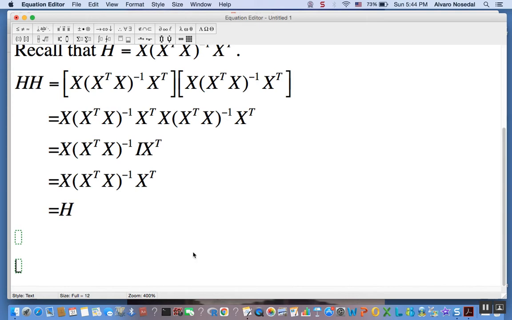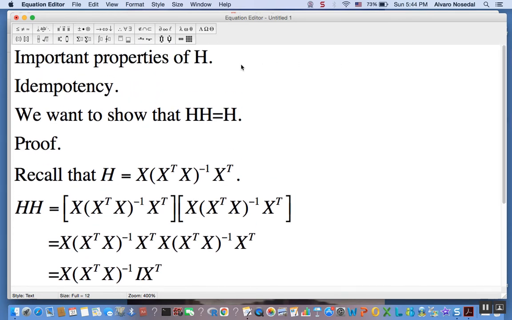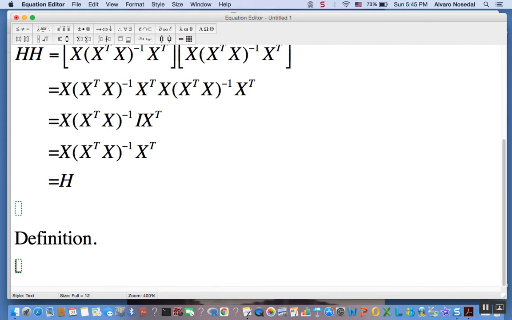Now, the other property that we mentioned is that H is symmetric. So those are the two properties that we're interested in today, idempotency and symmetry. But before we show symmetry, let me write down a few definitions from linear algebra that are going to be useful. It's just a quick refresher of things that I'm sure you have seen before, but just to be clear. So, definition. First, I'm going to remind you about how the inverse of a matrix is defined.